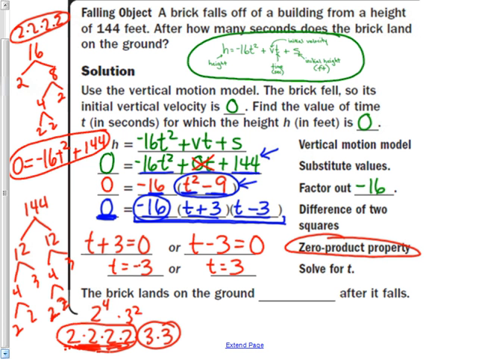So you can't have a negative number of seconds, really, in this situation. That doesn't make any sense. So you would disregard the negative solution, which means the time it took for the brick to fall to the ground would be 3 seconds after it falls. So this was an example of using our factoring skills to solve an equation that actually has some meaning.